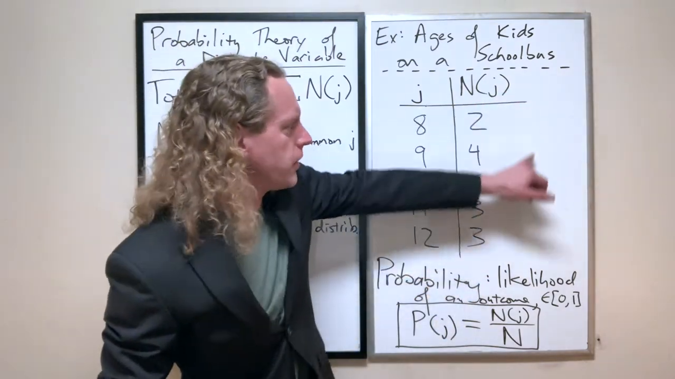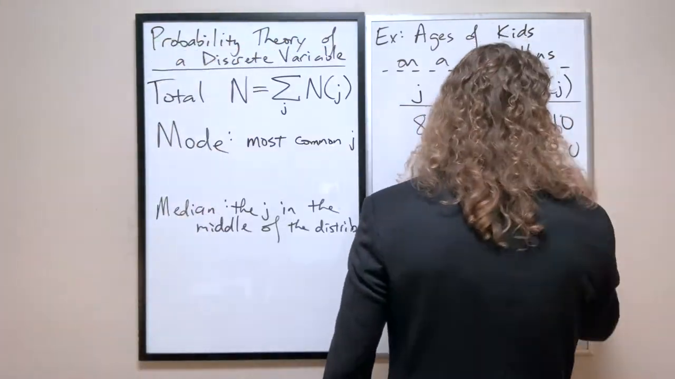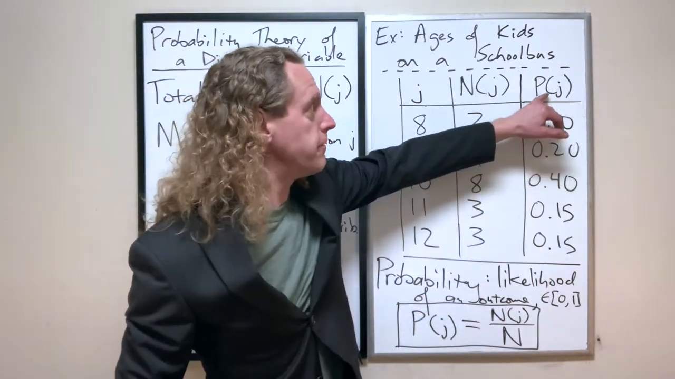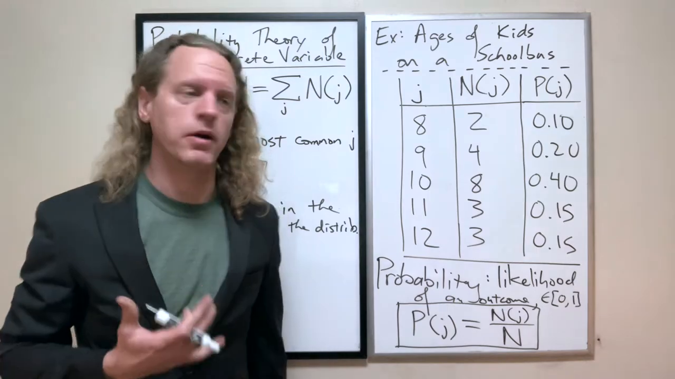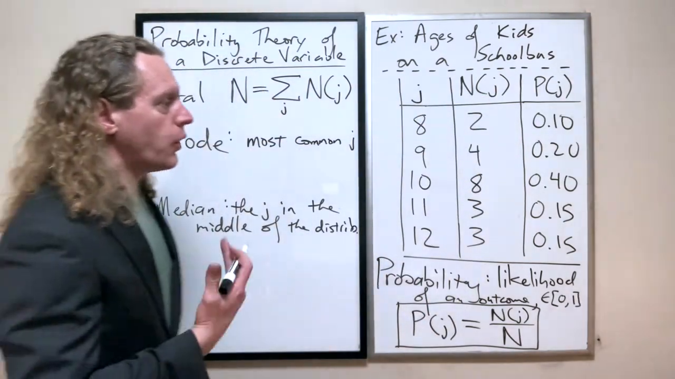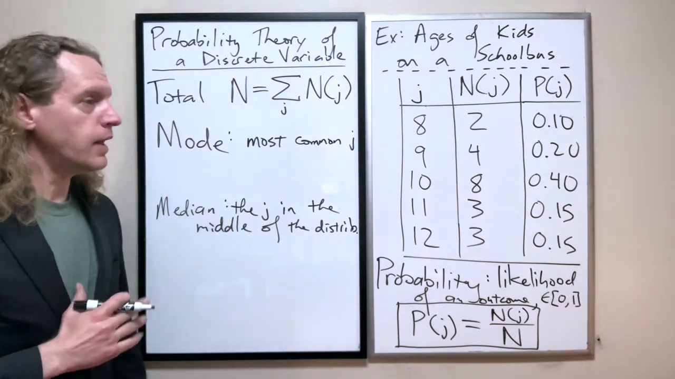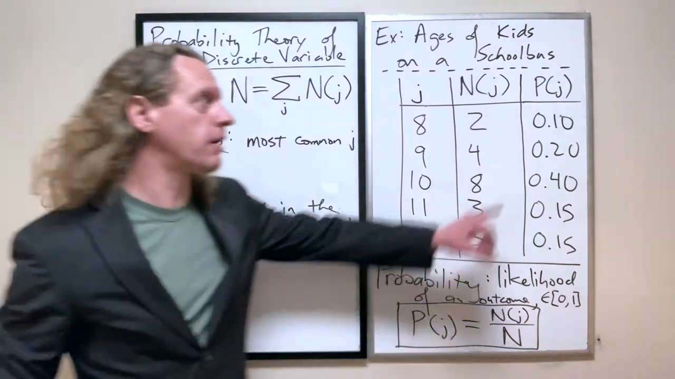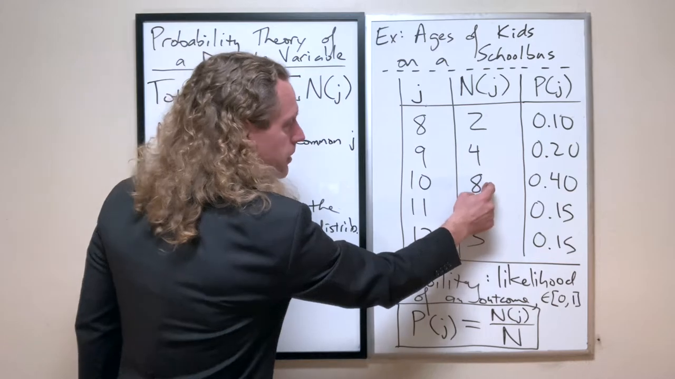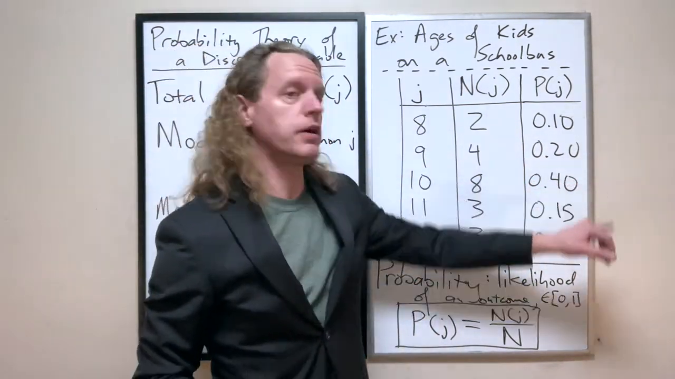So let's go ahead and just write out the probabilities of each of those ages here and add it to our chart. And again, just to be entirely clear, this probability is a function of a discrete variable, just like the number is. So at this point, let's go back and look at the mode and the median. And we can rephrase the mode now in terms of our probability function. Instead of thinking about the one with the highest number, let's just consider it the one with the highest probability.